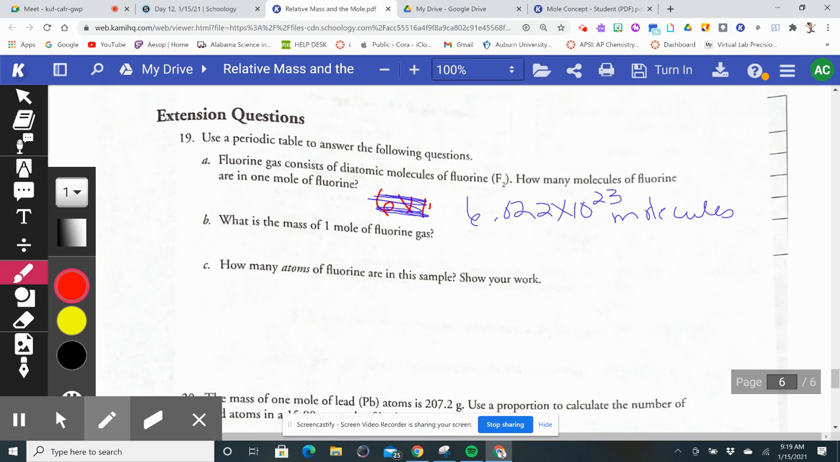No, this is not the 6.02, because I'm looking for mass. And I'm saying be careful because you have to go by the formula. Look at the formula for fluorine gas. What's the formula for fluorine gas? Is it just F? Or is it something else?